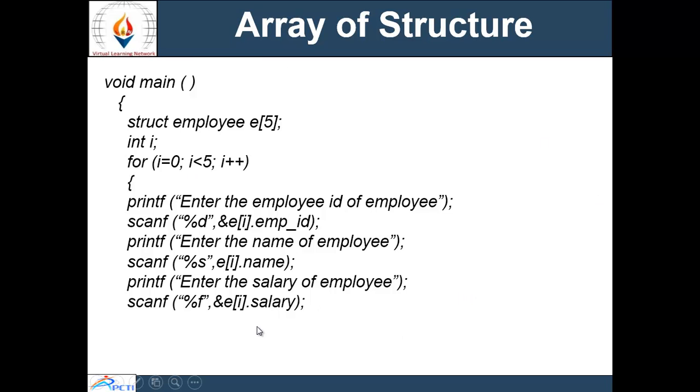To store the information about different elements of different employees, I am using a for loop. Suppose I am storing the information about 5 employees. So I have started a for loop with i equal to 0, i less than 5, i plus plus. Then printf will print the message, enter the employee ID of an employee. Here I have used percentage d with e[i]. e[i] is used for the array.